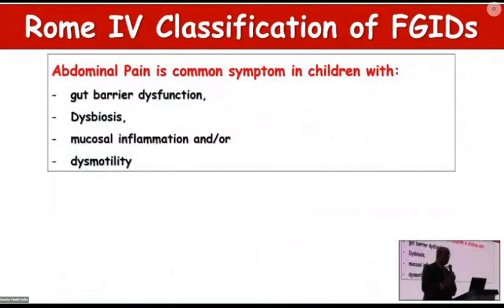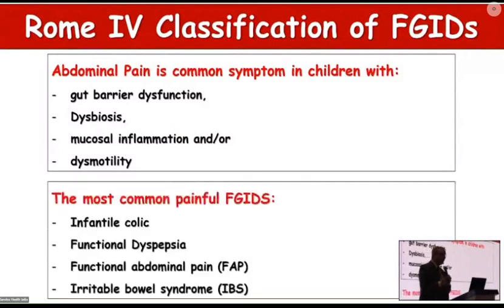I'll focus on the functional gastrointestinal disorders that can lead to pain. Actually, abdominal pain is a common symptom in children and adolescents. Usually, abdominal pain occurs in patients having gut barrier dysfunction, dysbiosis, mucosal inflammation, or dysmotility. And these are the most common painful functional gastrointestinal disorders in infants and children: infantile colic, functional dyspepsia, functional abdominal pain, and irritable bowel syndrome.